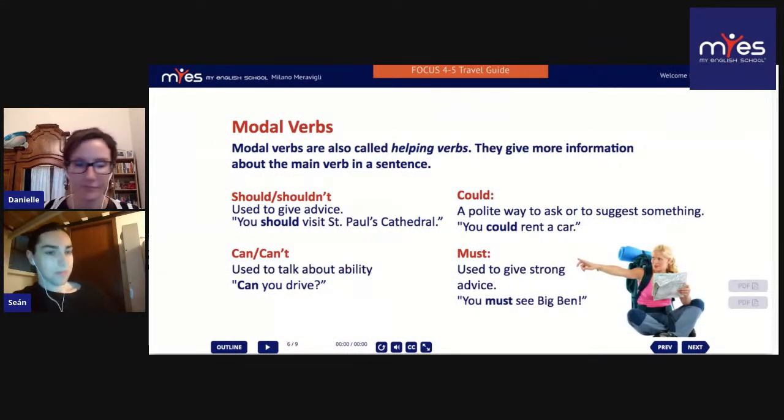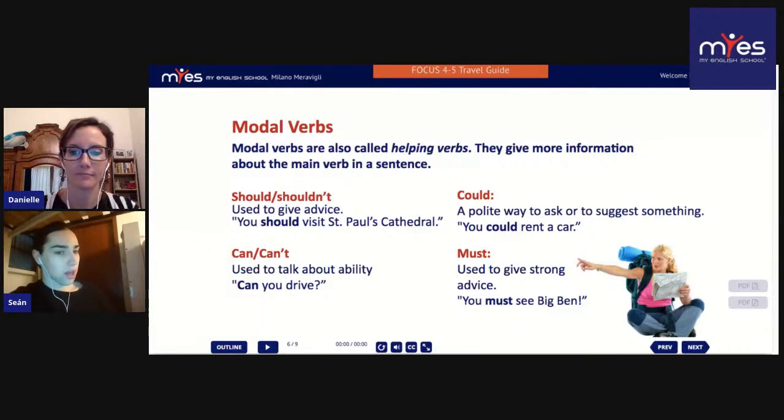It's something you do. To make it a piece of advice, you put should before visit. You should visit St. Paul's Cathedral. Modal verbs are always followed by the main verb in the infinitive. It's quite a simple form. It doesn't change for tense. So could, a polite way to ask and suggest something. You could rent a car. Can and can't used to talk about ability. Can you drive? Must used to give strong advice. You must see Big Ben.